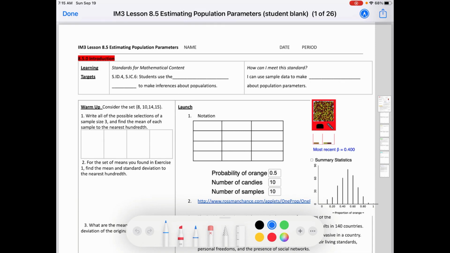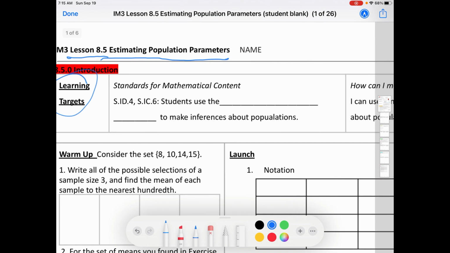Hey math lovers, let's go over lesson 8.5, estimating population parameters. What's our learning goal, our learning targets here? Our standard for mathematical content is students use the sample data to make inferences about the population.